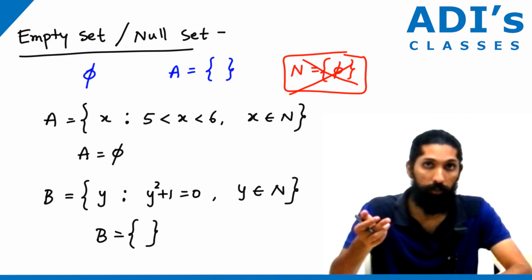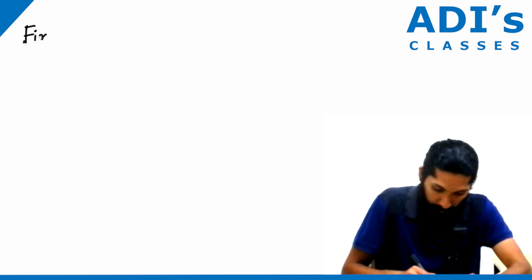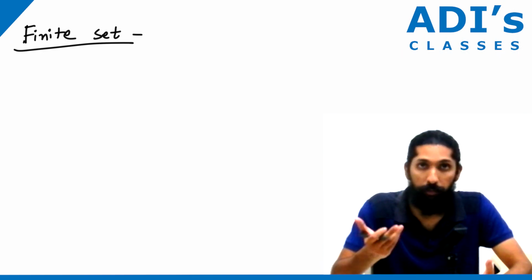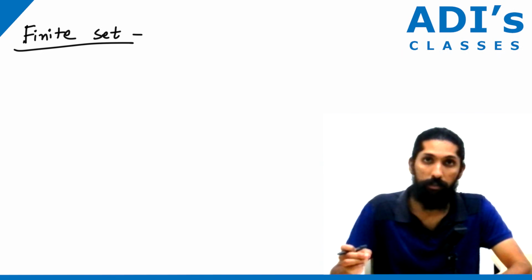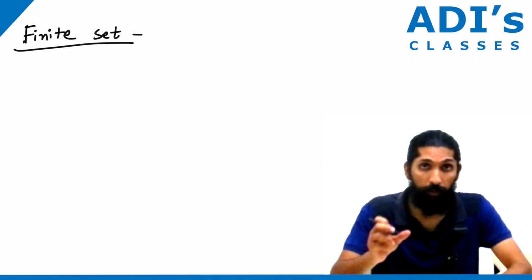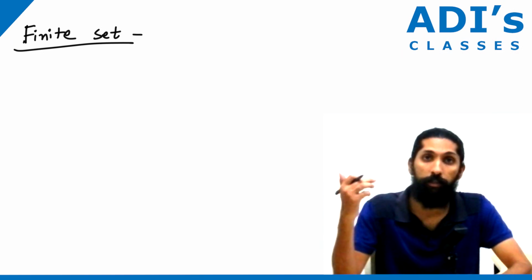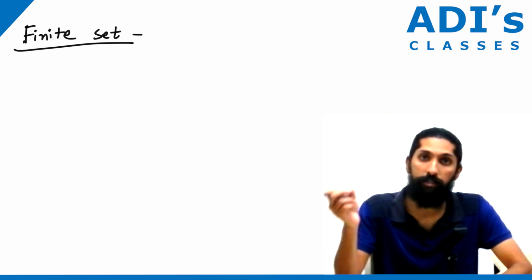Let's go to the next one. The next type of set is a finite set. The name itself is self-explanatory. Finite means you have a defined number of things in a finite set, defined in the sense from here to here. A simple example is the number of alphabets in English. There are 26, a defined number, so it's a finite set.